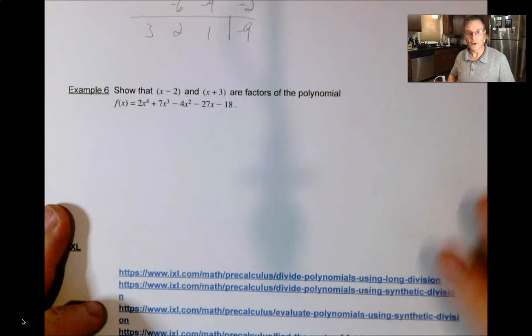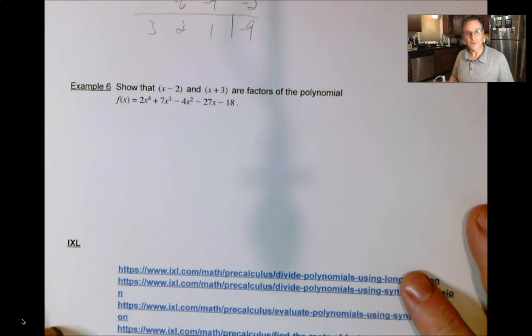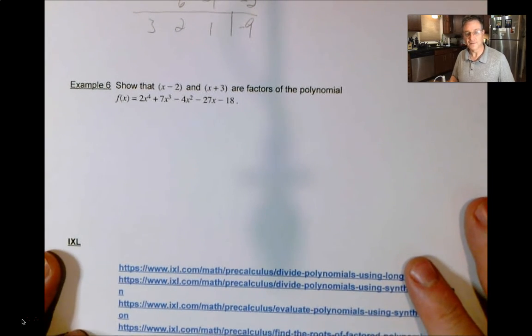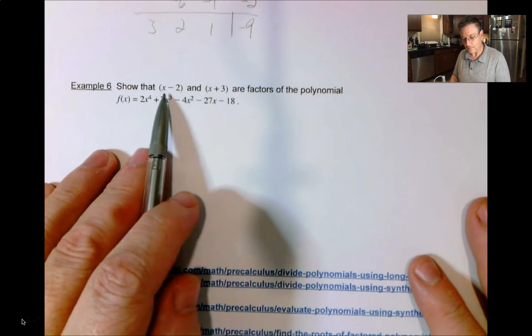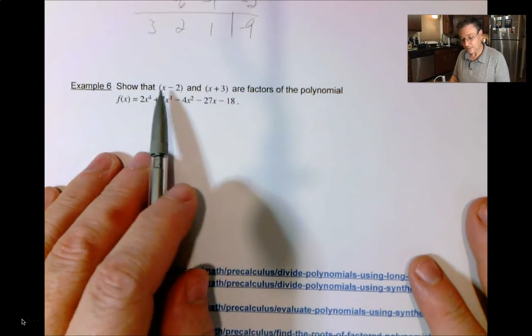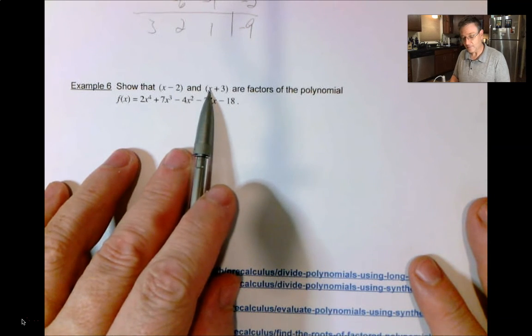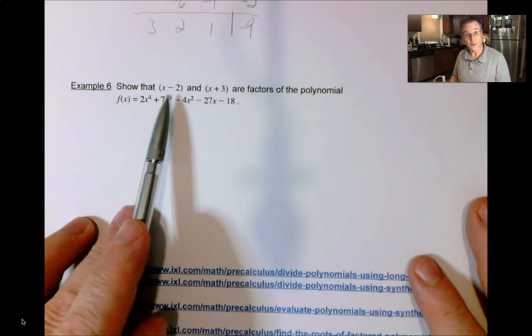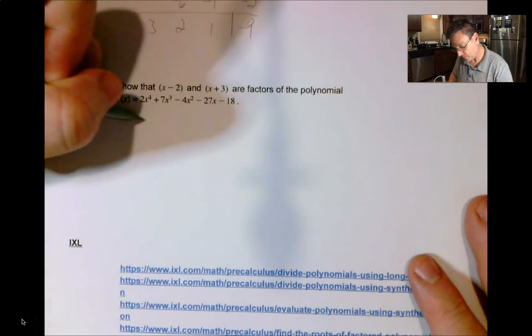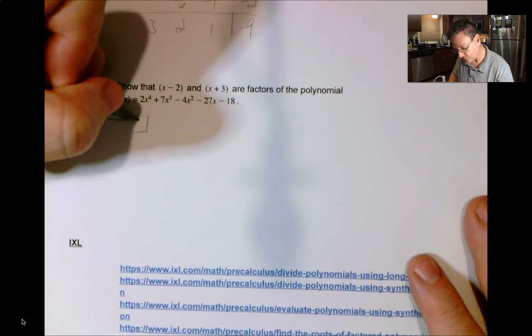All right. Show that x minus 2 and x plus 3 are factors of this long polynomial, a polynomial that we wouldn't be able to factor directly. So these are linear factors, lead coefficients 1 on both of them. I'm going to use synthetic division 2 times. Each time that I use synthetic division, if I get a 0 for a remainder, then it's a factor of the polynomial, or also a 0 for the polynomial. So let's do the 2 first.